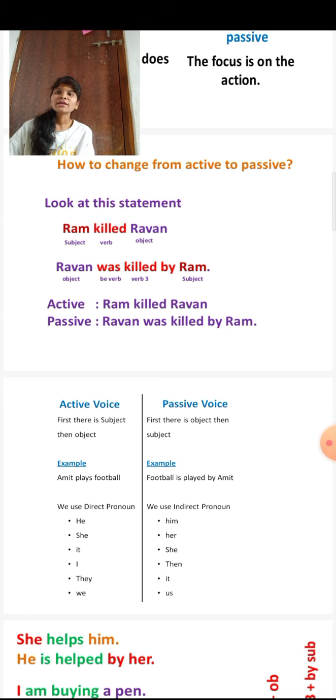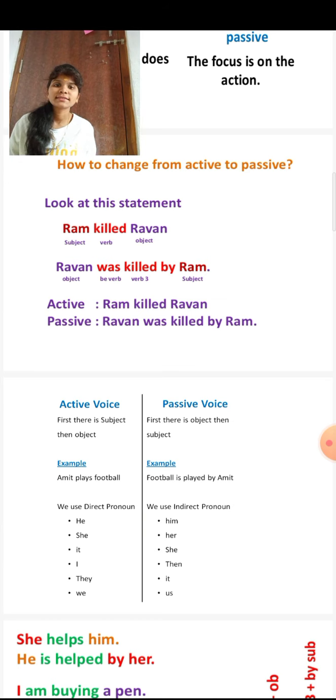So why do we use passive? For that, we have some rules. Let us discuss now. So when the agent is unknown or unimportant or obvious from the context. That is the first point. I'll repeat the sentence again. When the agent is unknown, unimportant or obvious from the context.